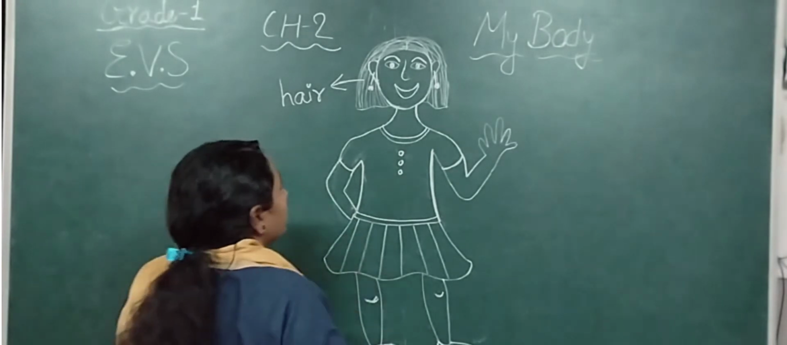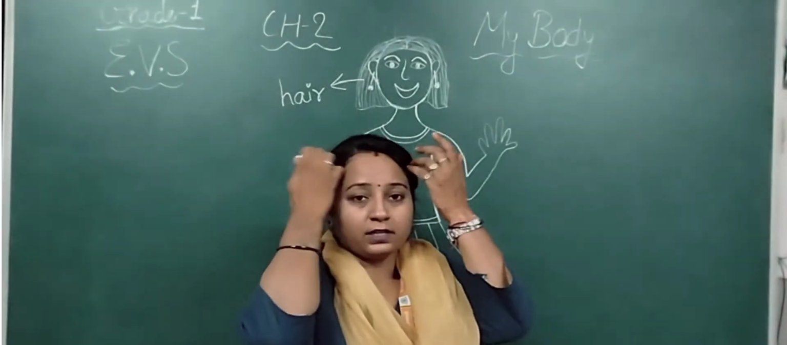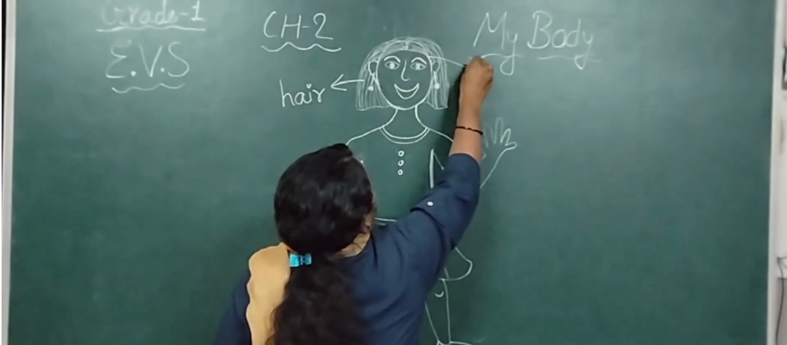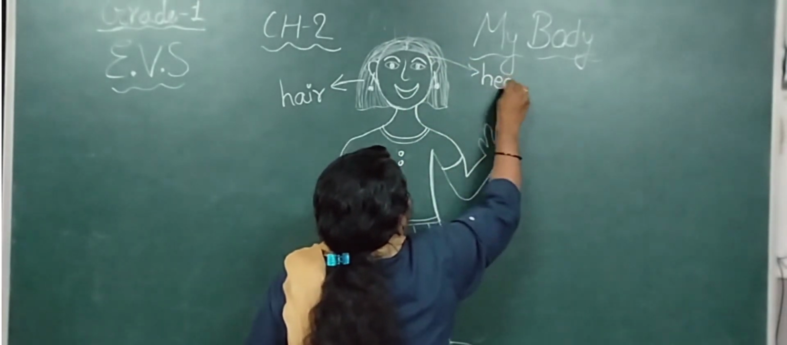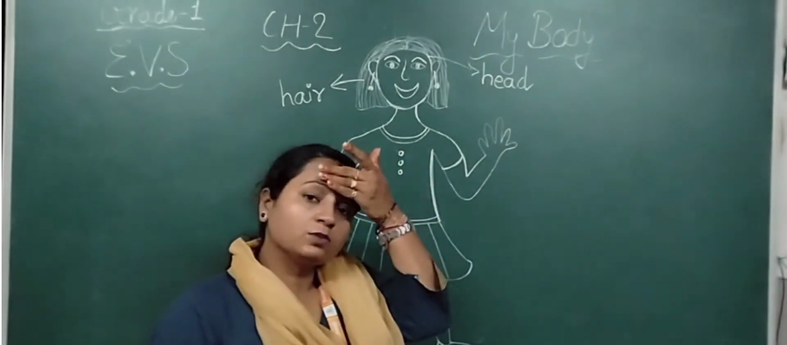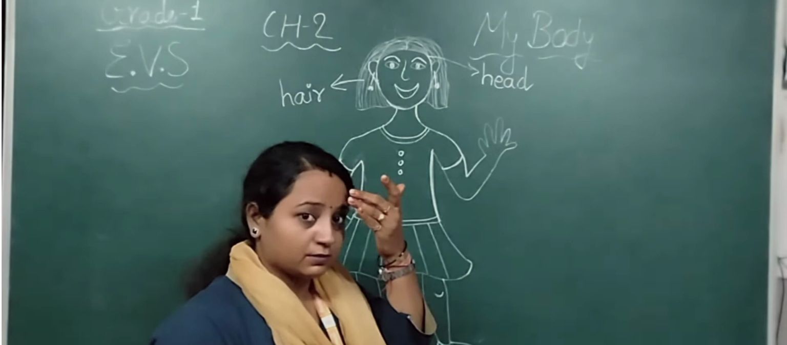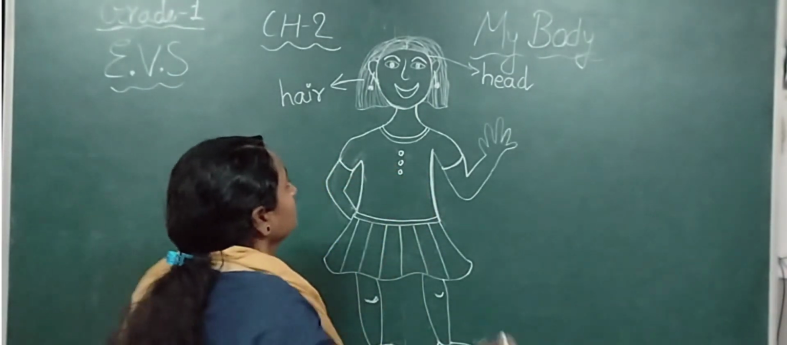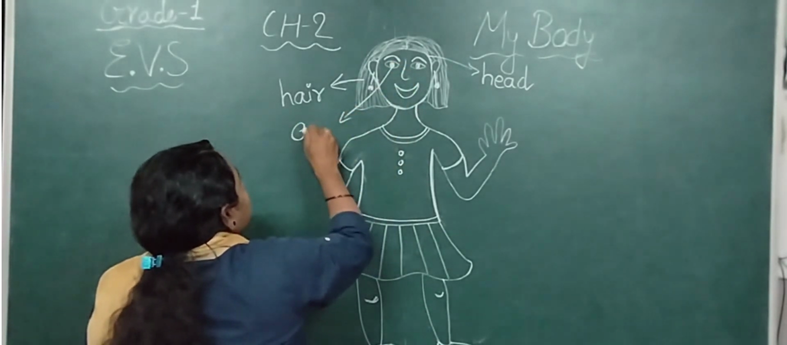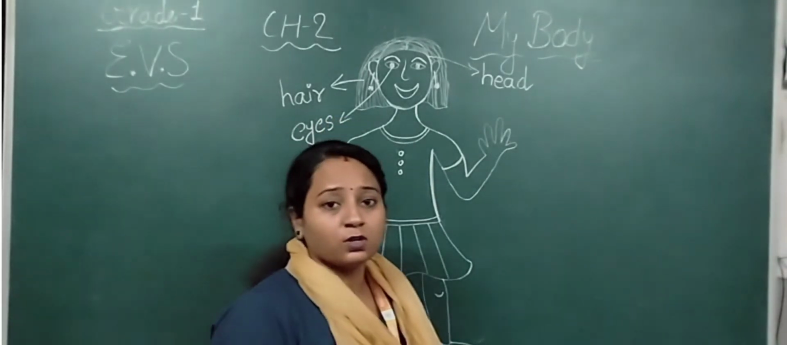Next, uske baad. Isko kya kehte hai? Head. This is called head. H-E-A-D. Head. Okay? Then, इसको क्या कहते हैं? इसको forehead बोलते हैं. Forehead. अभी हम ये बोलेंगे. What is this? This is called eyes. E-Y-E-S. Eyes.